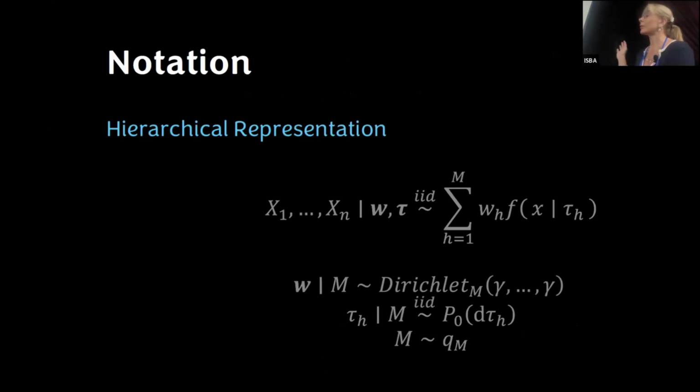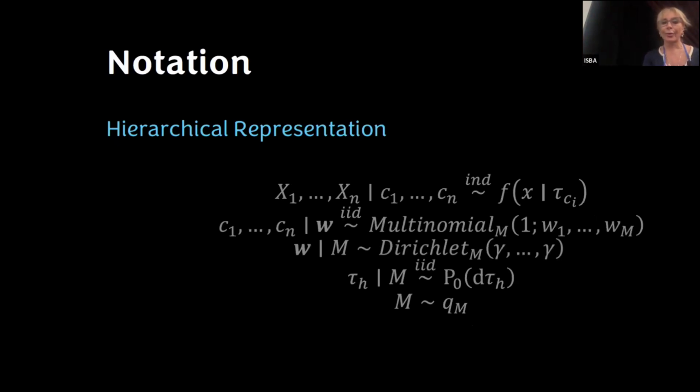So we start with the standard hierarchical representation of a finite mixture model with random number of components. So you have the density of the data, which is a mixture. On the weights of the mixture, we set the standard Dirichlet prior. Then we assume that the locations of the mixture are IID draws from some base measure P0, and then we put a prior also on the number of components. So this is a standard setup for a finite mixture model with random number of components.